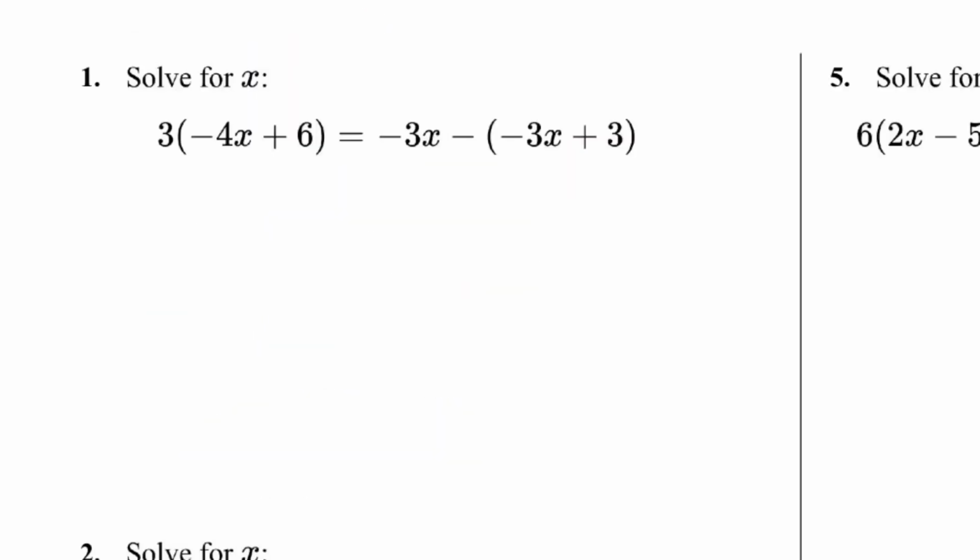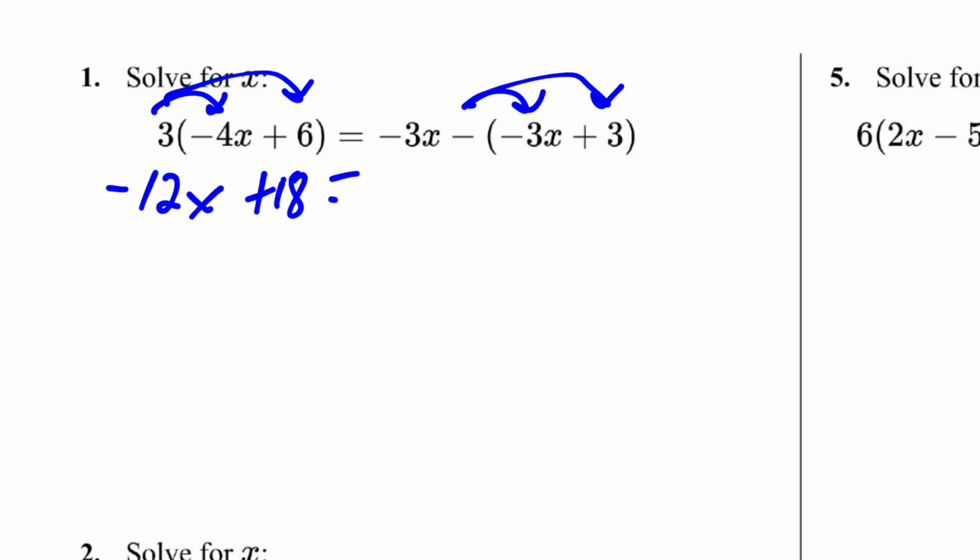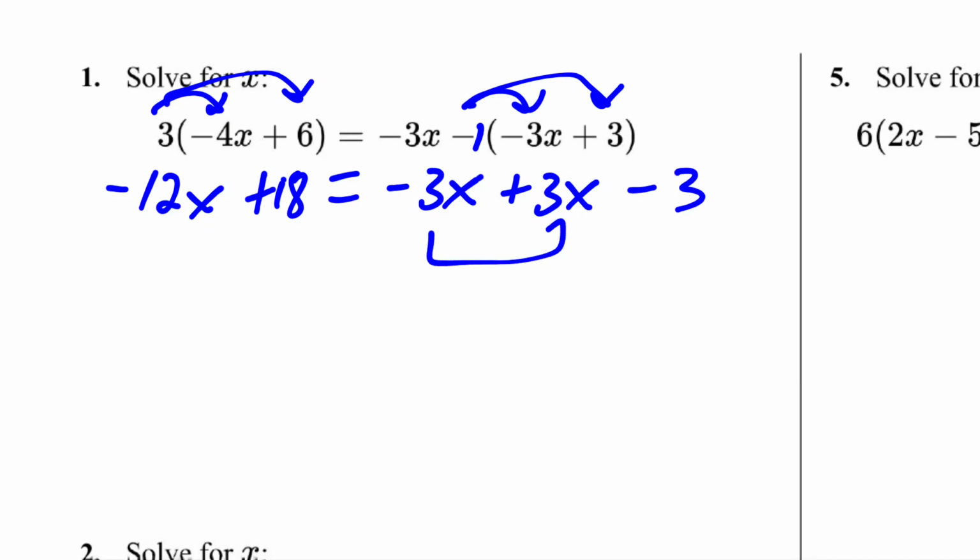It's also possible that we might have to distribute on both sides. Let's take a look at this one. There's a couple different things going on. When I distribute the 3, I get negative 12x plus 18. I carry down the negative 3x, and here it's like I'm distributing a negative 1. So this becomes plus 3x minus 3. When I combine like terms on the right side, the plus 3x and the minus 3x actually just go away. So I end up with this, which is a two-step equation.